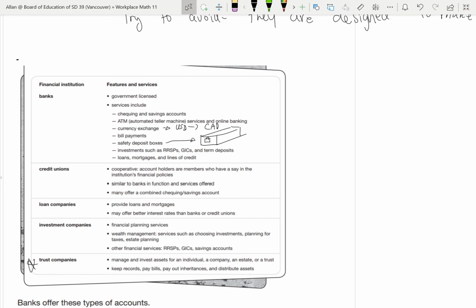Next up, we have investments such as RRSPs. So again, some small-term investments they can do at a bank, and they'll do things like loans, mortgages, and lines of credit, and they charge you some amount of interest.